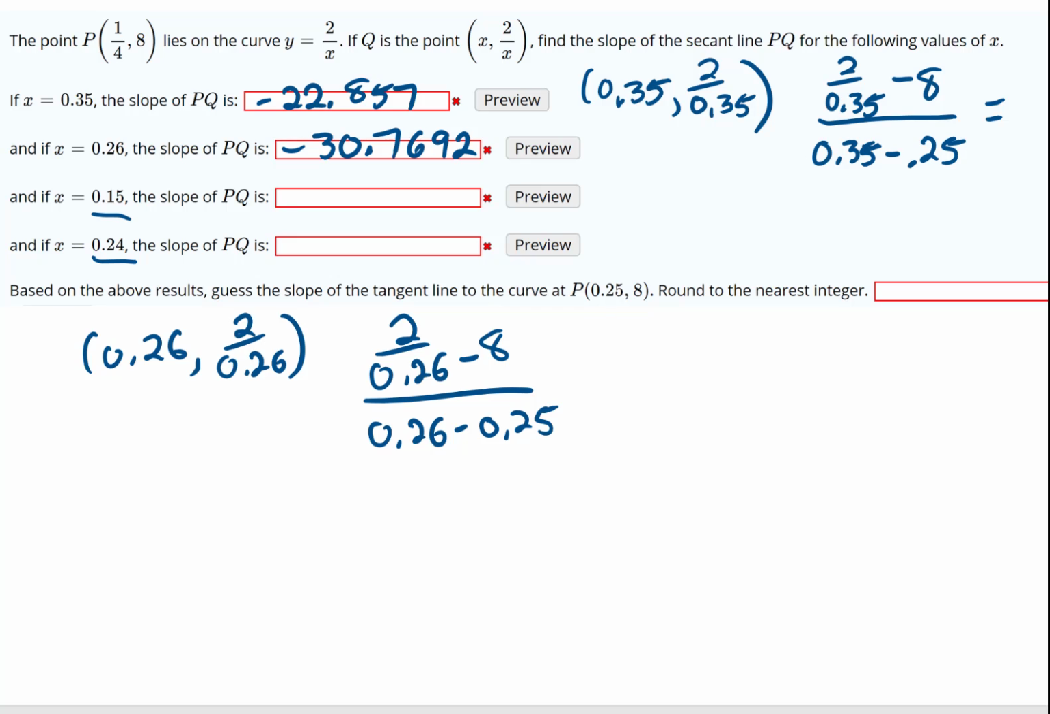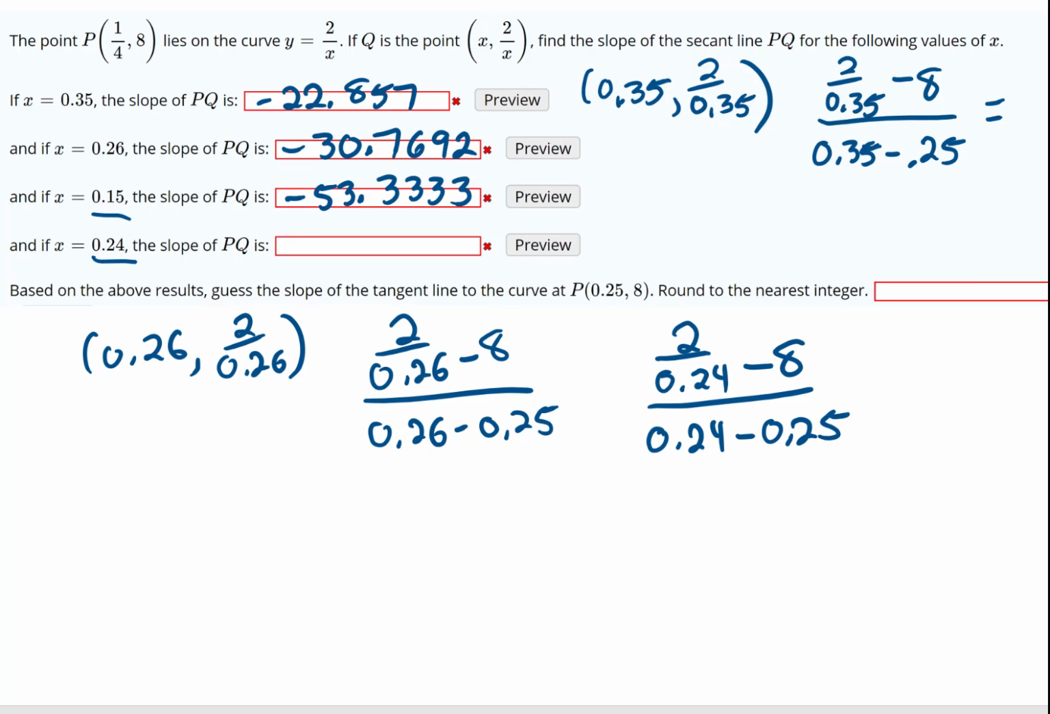You compute these the very same way. Take the y value when you put 0.15 in this function and subtract the y value from P, and then take the x value of 0.15 and subtract the x value from P, which is 0.25, and it looks like I get negative 53.333. Then I do it for the very last point: I take the y value, which was 2 with 0.24, minus 8, divided by 0.24 minus 0.25.